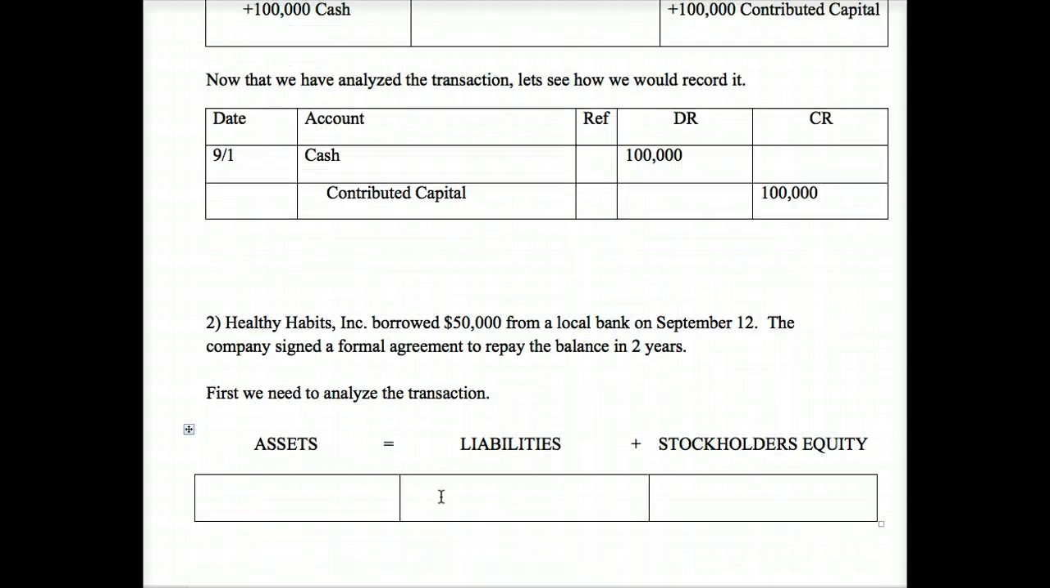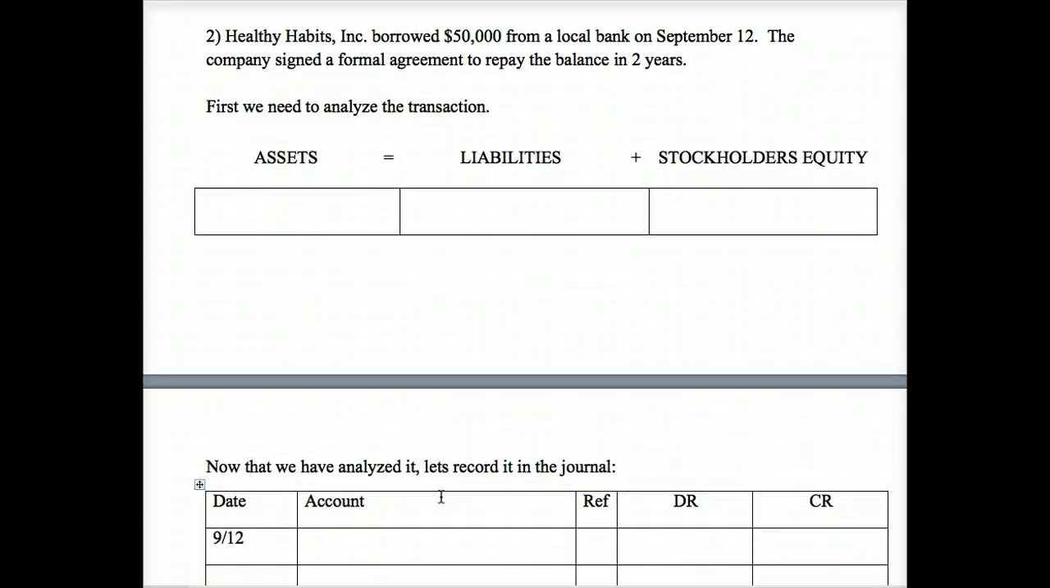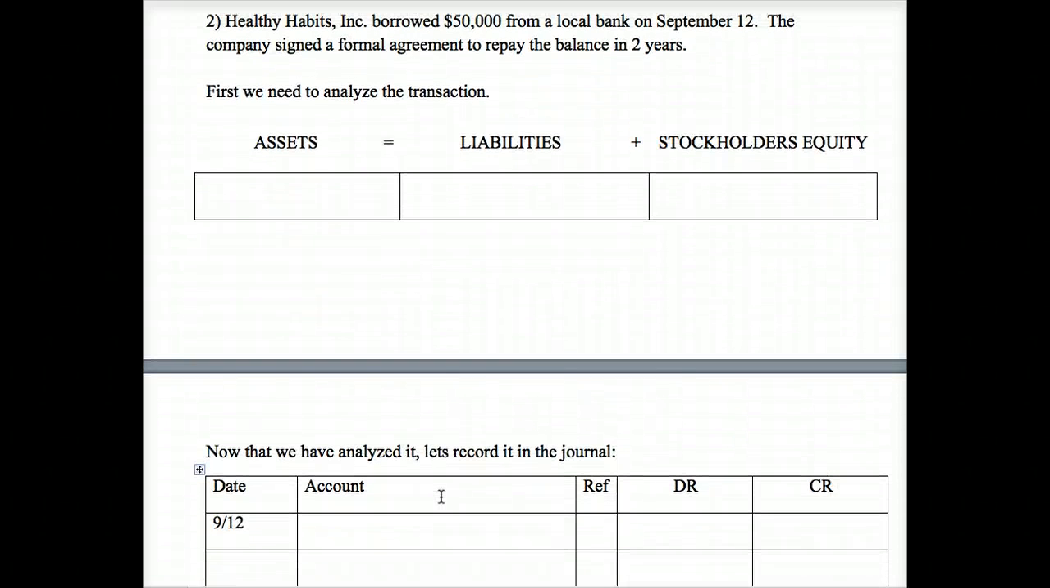All right, so let's look at the next transaction. Healthy Habits Incorporated borrowed $50,000 from a local bank on September 12th. The company signed a formal agreement to repay the balance. Now, again, we're borrowing $50,000, so what does that mean? What's our company getting? That's right, they're getting cash. And remember when we analyzed it, we said that cash was increasing by the amount we borrowed, $50,000. What else did we say is going on here? Well, when you borrow money, you owe money back to the bank. And remember we said when you owe something, that's a payable.